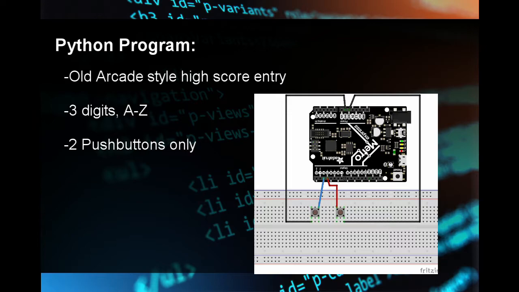And this is the physical circuit, just a Metro and 2 buttons. We have a red button on the right and a blue button on the left.